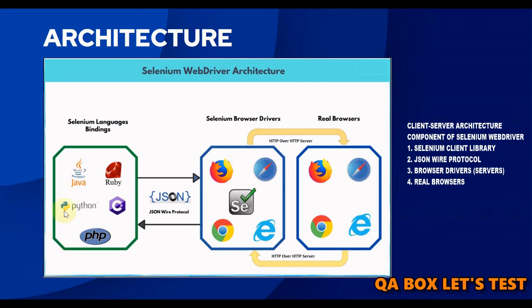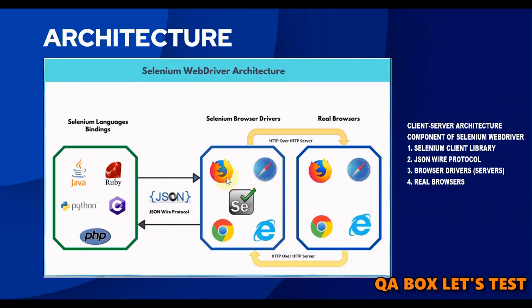The Selenium client library consists of languages like Java, Ruby, Python, C Sharp, and so on. We are going to write our test cases using these languages. After the test cases are triggered, the entire Selenium code will be converted to JSON. The JSON generated by the JSON wire protocol is made available to browser drivers, because this follows the client and server model. Here is the client and this is the server, and the exchange between client and server is done by the JSON wire protocol.